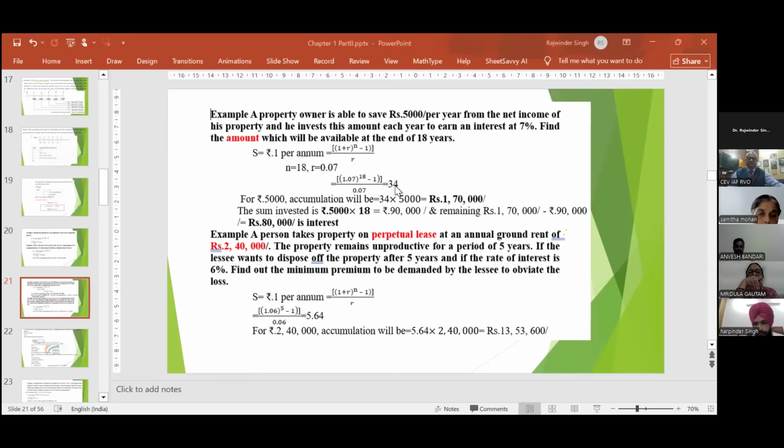1 rupee will become 34 rupees. And how much will 5,000 rupees become? 34 into 5,000, 1,70,000. Is it clear? So what amount has he deposited? He has deposited 90,000 in the bank and he is getting 1,70,000 from the bank, 80,000 as interest from the bank.